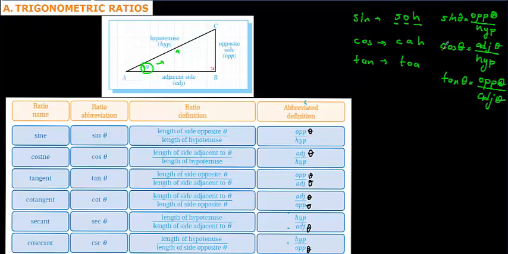S-O-H, soh. C-A-H, cah. T-O-A, toa. For remembering them, we can use this.